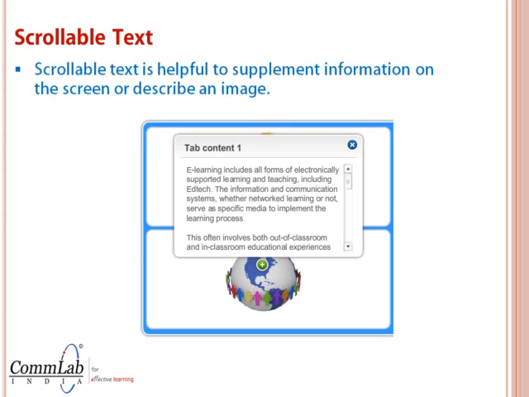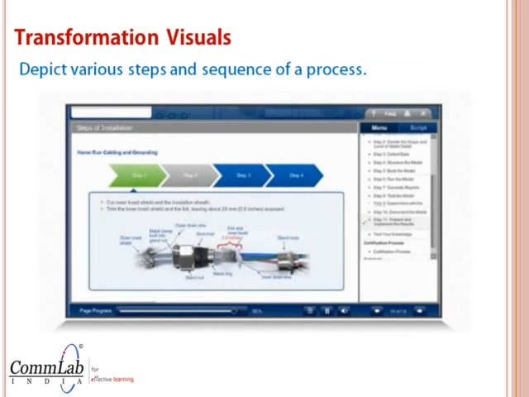Transformation visuals will come in handy to show the steps involved in doing a task, such as the case when we need to explain assembling a piece of machinery. Similarly, transformation visuals can be used effectively when we have to demonstrate the working of a product across various stages.